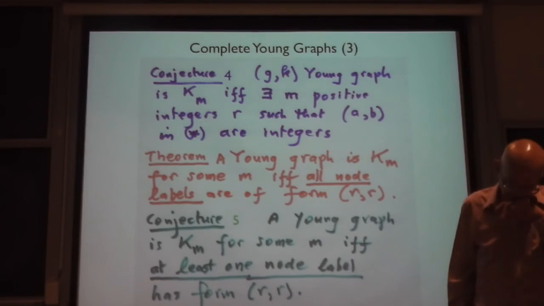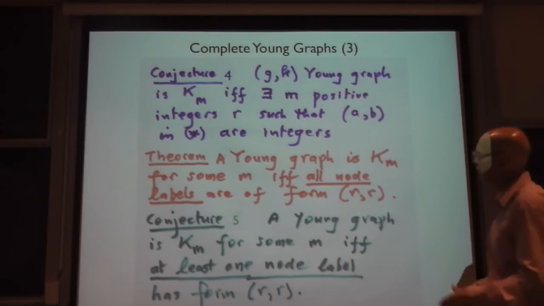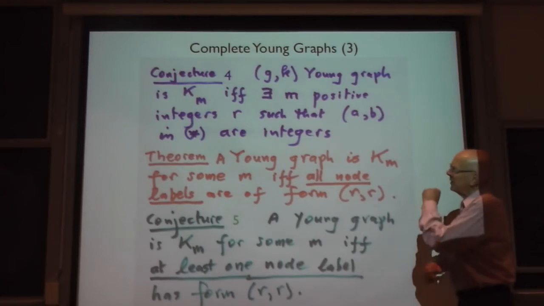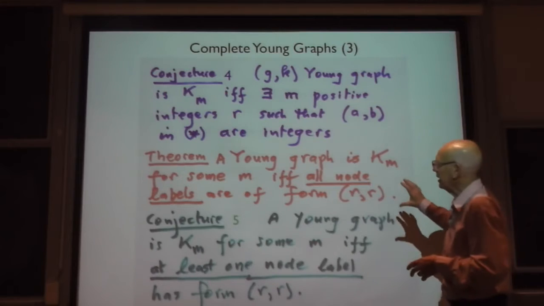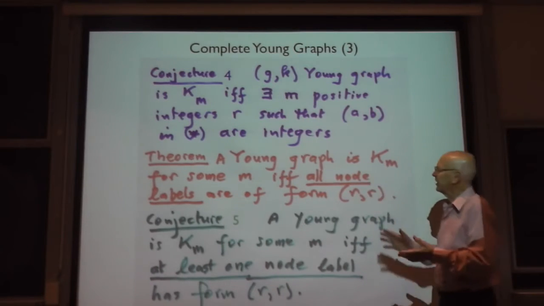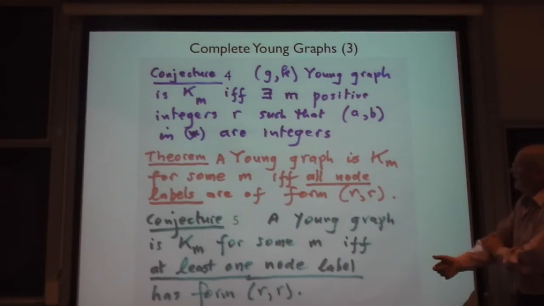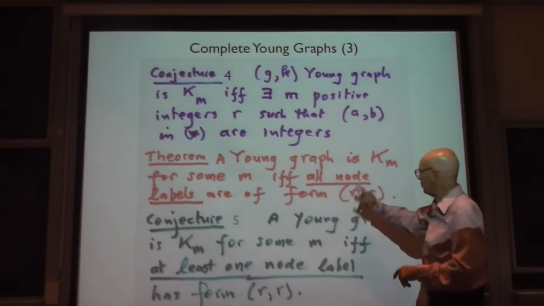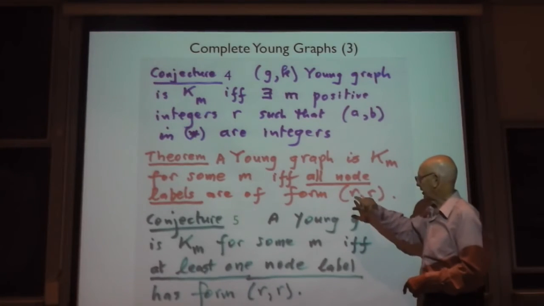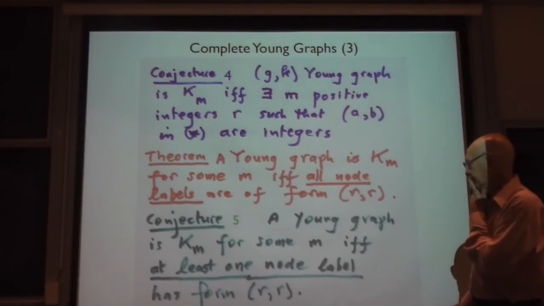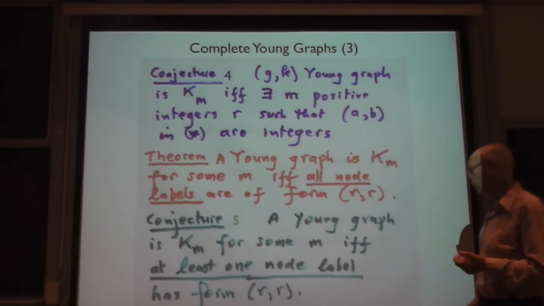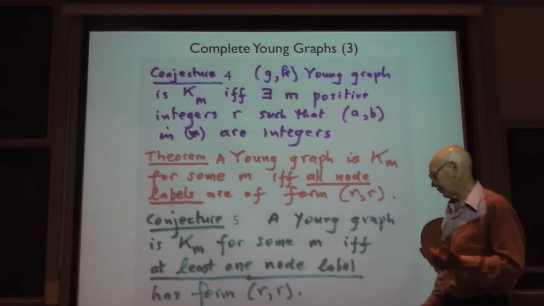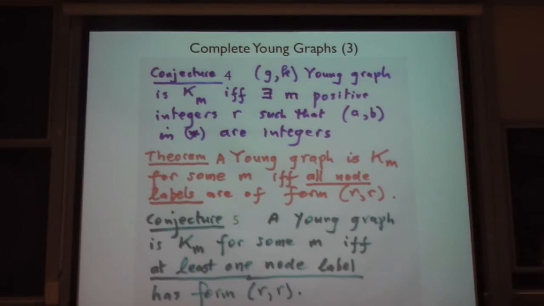These conjectures seem really obstinate. I can prove parts of them, but not the whole thing. One thing I can prove is that you get the complete graph on m nodes if and only if all the node labels are of the form R. But what seems to be true is a much stronger fact, that if any one of the nodes has a label of the form R, then you get the complete graph.